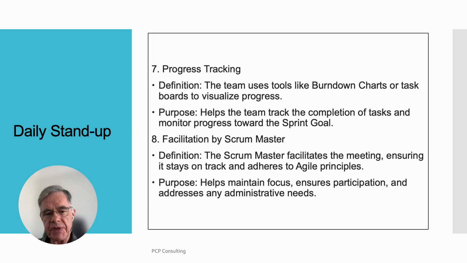Progress tracking. Definition: the team uses tools like burn-down charts or task boards to visualize progress. Purpose: helps the team track the completion of tasks and monitor progress toward the sprint goal. Facilitation by Scrum Master. Definition: the Scrum Master facilitates the meeting, ensuring it stays on track and adheres to Agile principles. Purpose: helps maintain focus, ensures participation, and addresses any administrative needs.